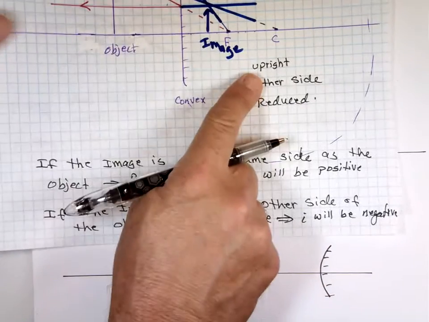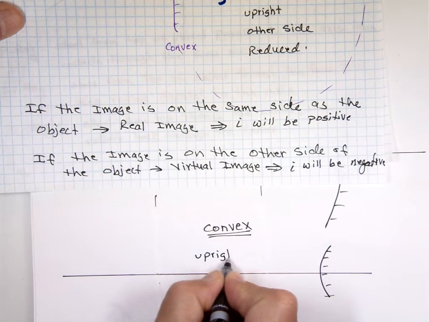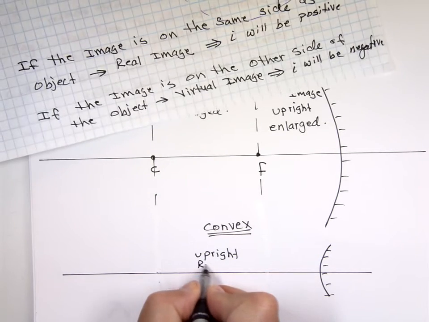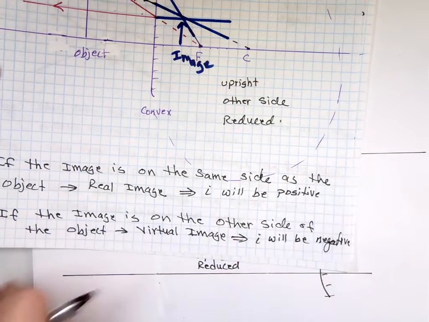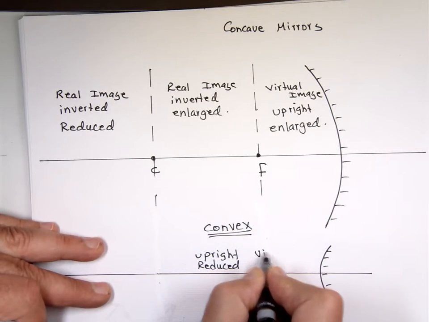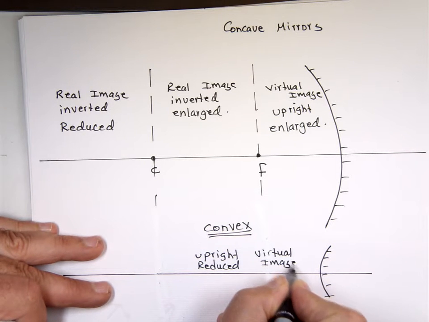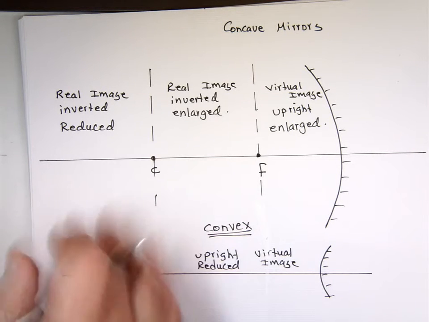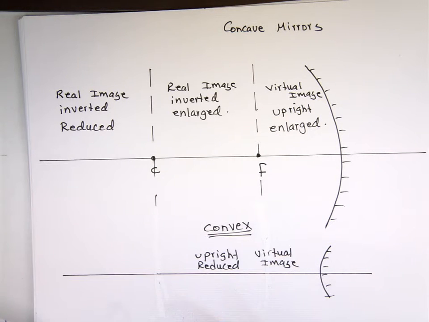It's upright. Reduced. And it's on what? The other side, that means what? Virtual image. So if you graph them, there's all your scenarios. Unless you put it on F and C. That's the only other option. If you put the object directly here or directly here. But that's all the possibilities you're going to have.